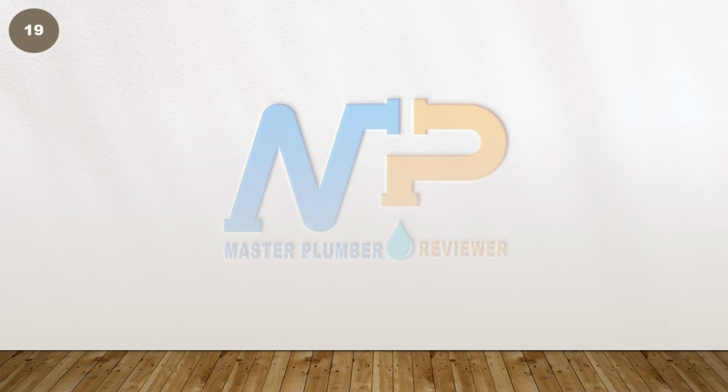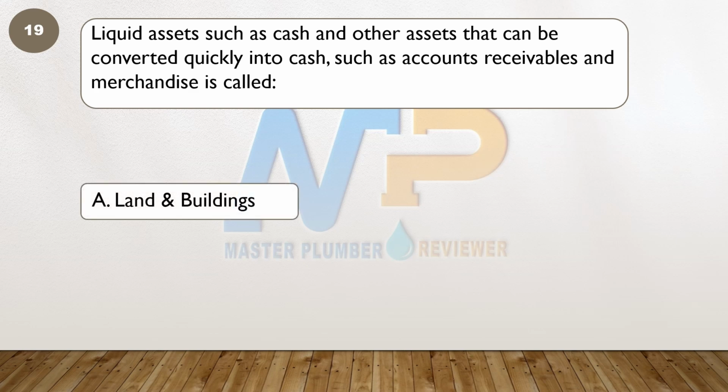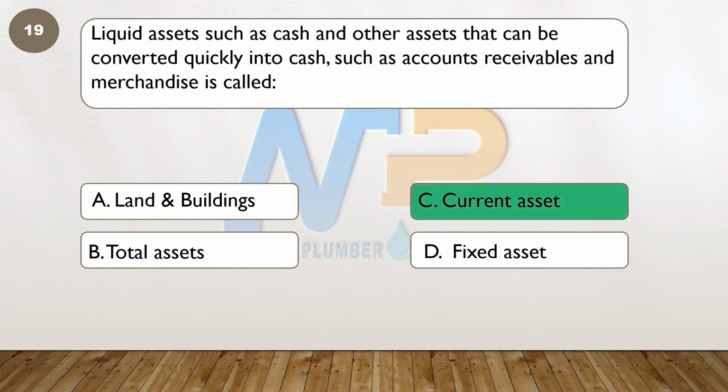Number 19. Liquid assets such as cash and other assets that can be converted quickly into cash, such as accounts receivables and merchandise, is called A. Land and buildings, B. Total assets, C. Current asset, D. Fixed asset. The answer: it's C. Current asset.